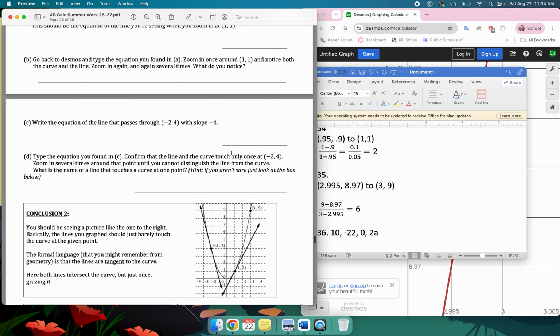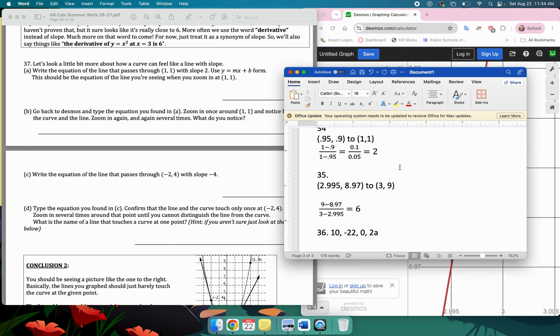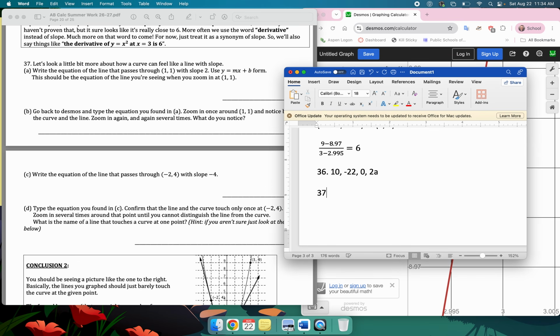Do I feel like doing this? I guess I should. What is this problem about? Write the equation of the line that passes through (1, 1) with slope 2.